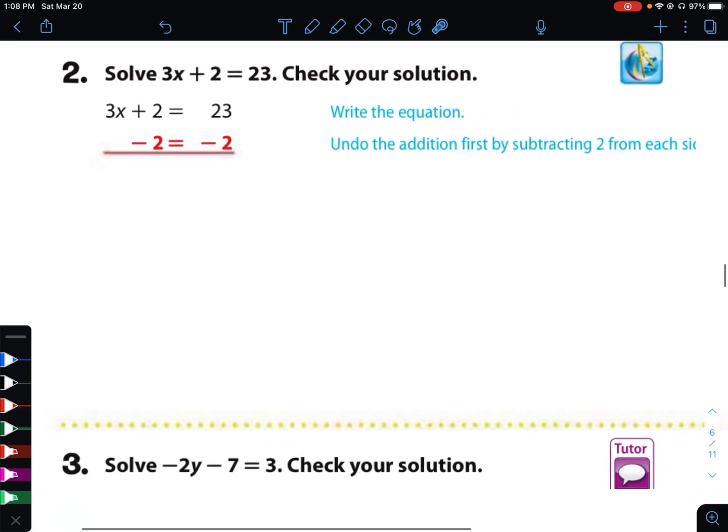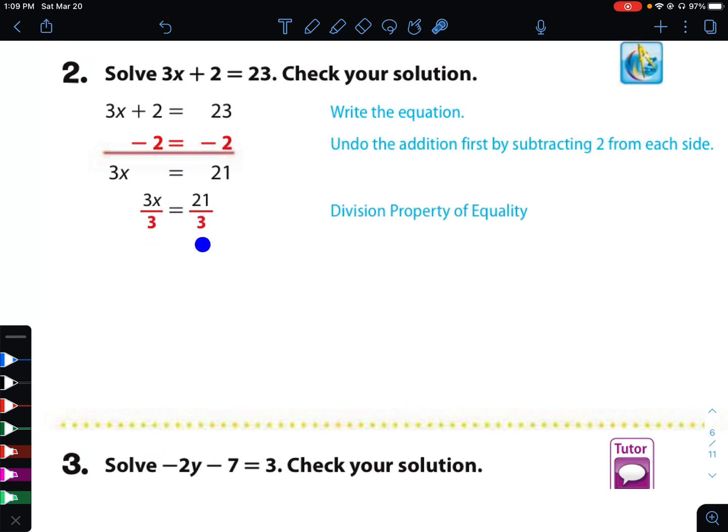Again, this is using the subtraction property of equality. Whatever you subtract from one side, you do to the other side. This becomes 0. Bring down the 3x. 23 minus 2 equals 21. And that's what you have. 3x equals 21. Again, using the division property of equality, divide both sides by 3. When you divide both sides by 3, you end up with x equals 7. 3 cancels out. 21 over 3 is 7.